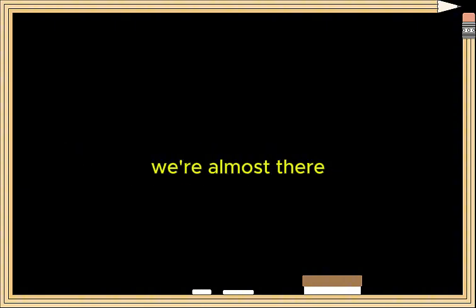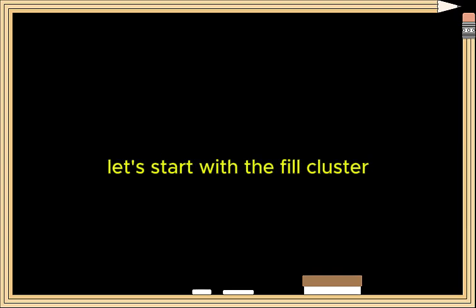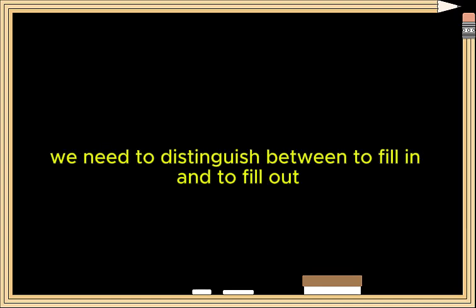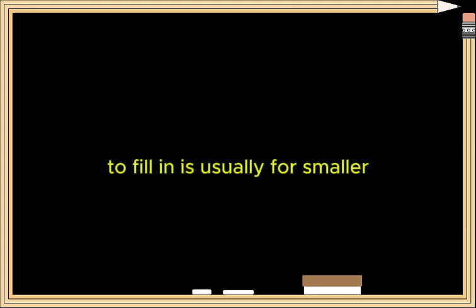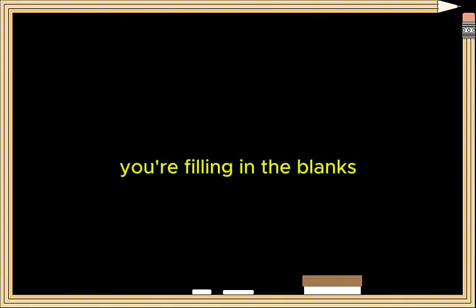We're almost there. We're winding down with a final, really robust set of essential verbs. Let's start with the fill cluster, all about adding information or substance. We need to distinguish between to fill in and to fill out. Yes, the scope is the key difference. To fill in is usually for smaller, specific pieces of missing information. You're filling in the blanks.